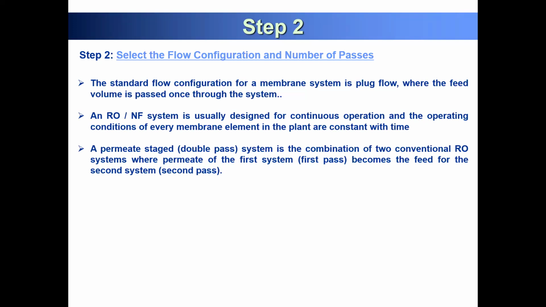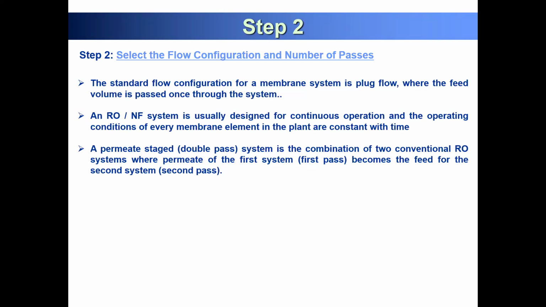An RO system is usually designed for continuous operation, and the operating conditions of every membrane element in the plant are consistent with time. So we just start, and then continue without stopping, unless you have a fouling issue and need chemical cleaning. You can operate almost 24 hours, 7 days, but when the flux declines, you can stop and go through chemical cleaning.